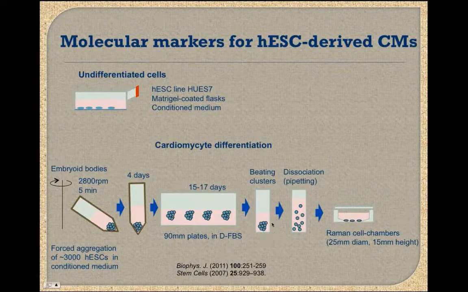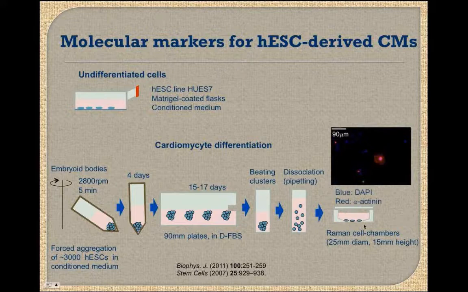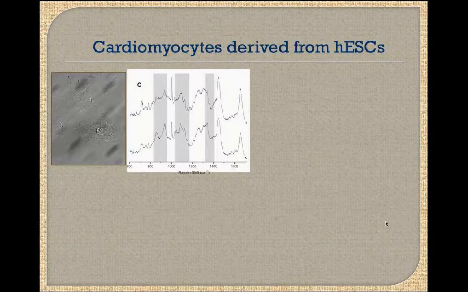Once beating clusters are obtained, they are dissociated and individual cells are cultured in the cell chambers and then placed on the Raman microscope. At the end of the Raman measurements, the cells are fixed and then stained with fluorescent markers just to provide us the gold standard, the ground truth for the type of the cells we have measured. So I'm just showing you an example here.